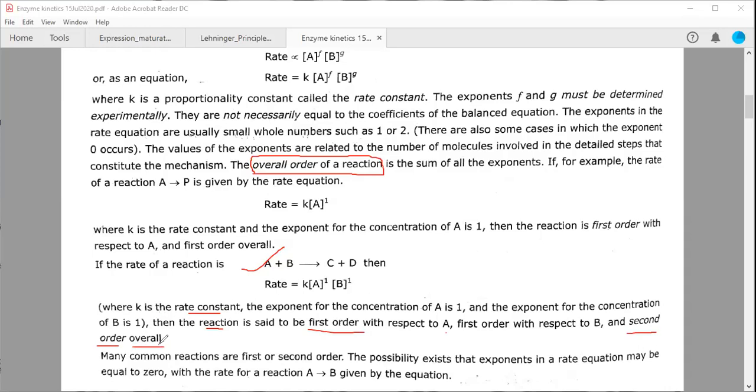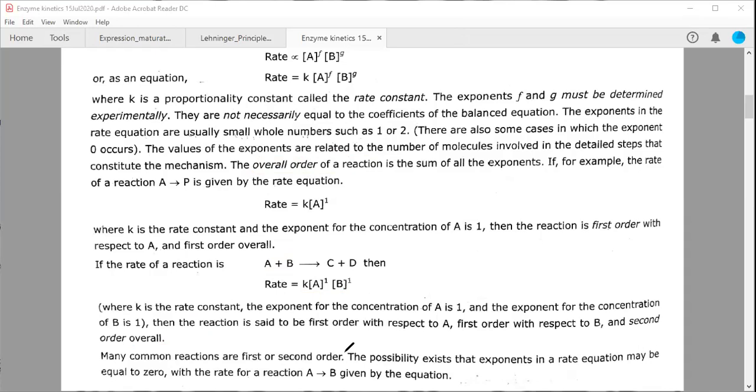So whenever a question is asked, you need to look over the question very carefully, whether it is asking in terms of A, in terms of B, or in terms of the overall reaction. Okay. So if it is asking for the overall reaction, it will be a second order reaction. Otherwise, it will be a first order reaction. Many common reactions are either first order or second order. So mostly the reactions are either first or second order.